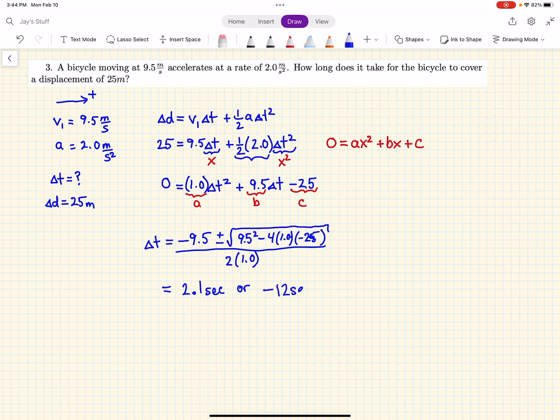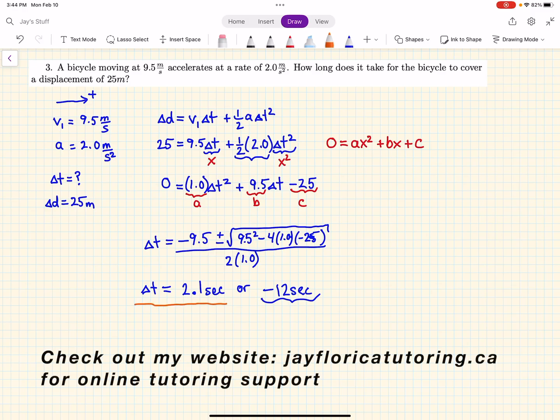Now in physics, we would call this inadmissible because we're not concerned with negative time. That means we're going back in time. We're concerned about realistic things like the 2.1, where it's a positive time. So this would be the final answer that we would state. Delta t equals 2.1 seconds.